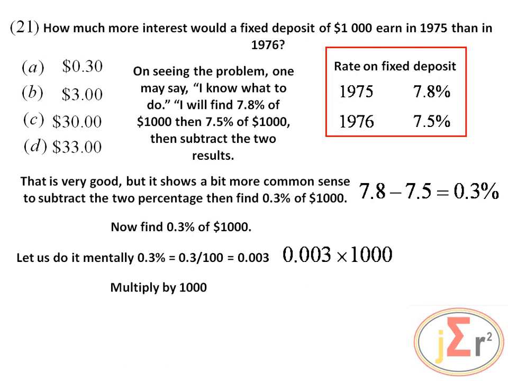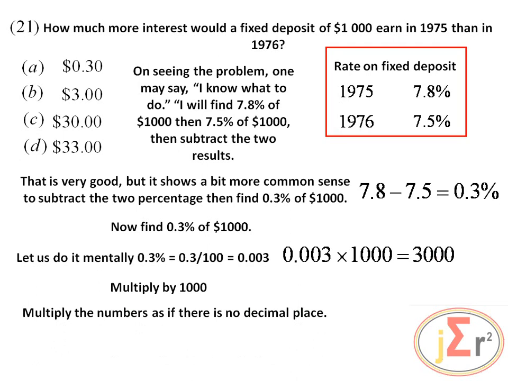So 0.3% is 0.003. And we are multiplying by 1,000 because we are finding 0.3% of 1,000. Right. Multiply the numbers as if there is no decimal place. That is what we do when we are multiplying with decimal numbers. We just multiply as if there is no decimal place. And that is what we would have received. So we'll say 3 multiplied by 1,000 is equal to 3,000.